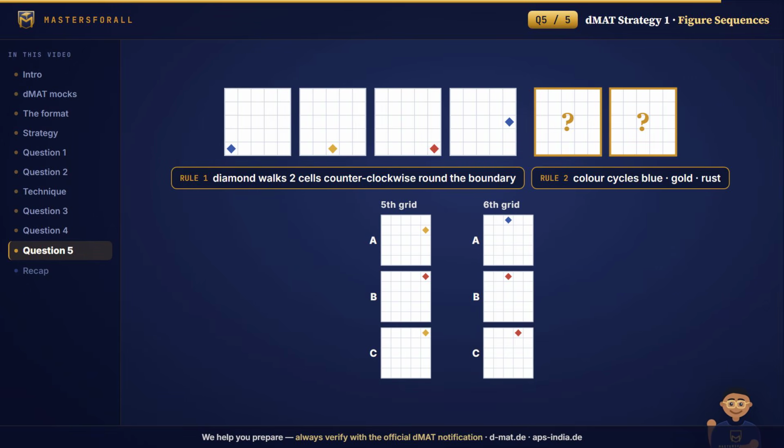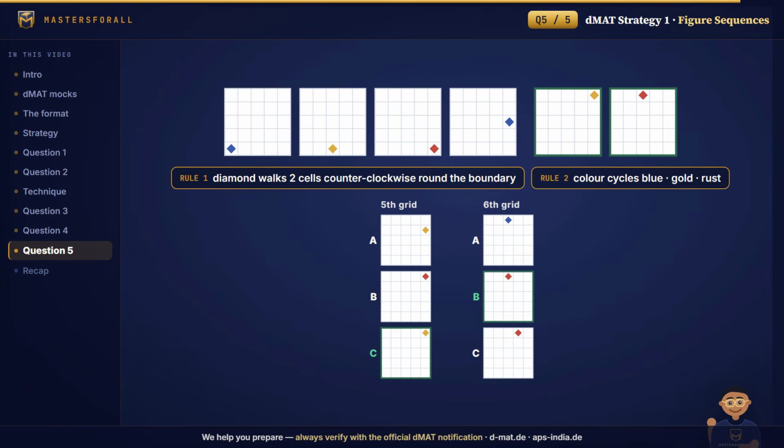And the color, blue, gold, red, not 2 colors, 3. The cycle is longer than you expect. Fifth grid, 2 more round to the top right corner, and the color comes back to gold, option C. Sixth, 2 more along the top, red, option B. That was the hardest grid in this video and you finished it.